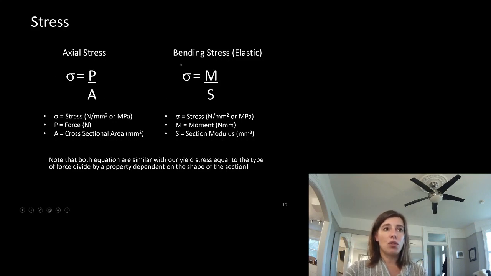We've got the stress we're worried about, we've got the loads that are being applied, and we've got a placeholder that has to do with the cross-sectional shape of our object. So they look very, very similar. There's a few more units and a few more decimal places involved in this one, but otherwise the concepts are the same.